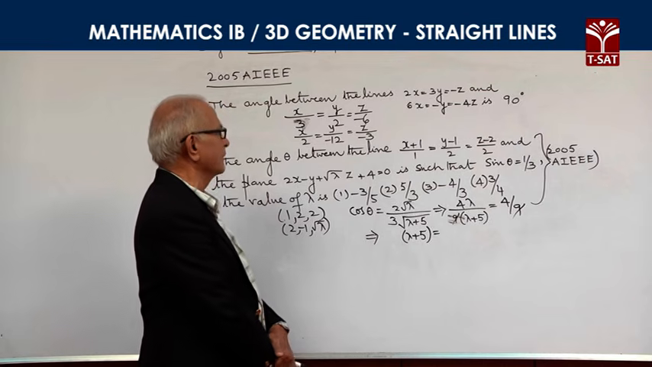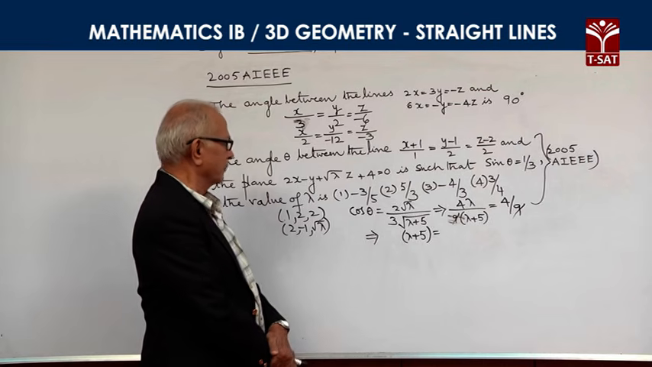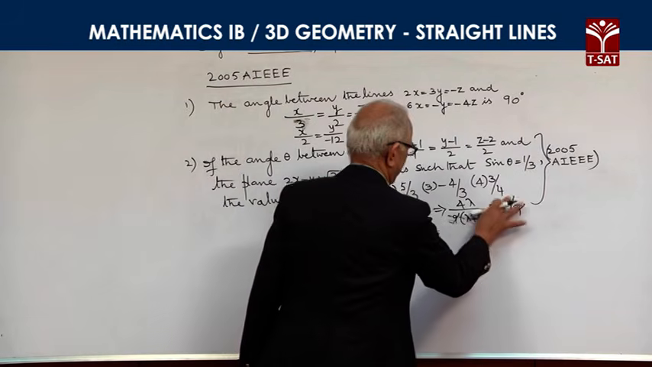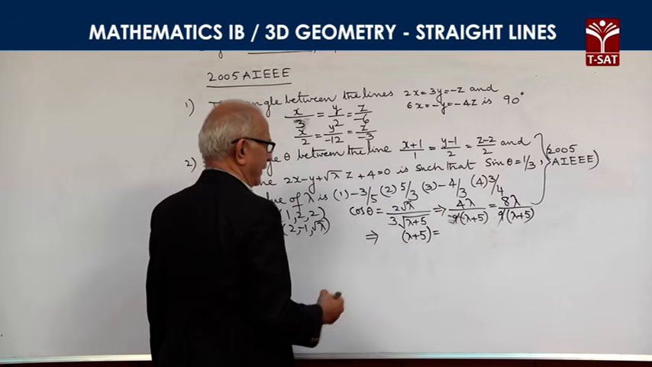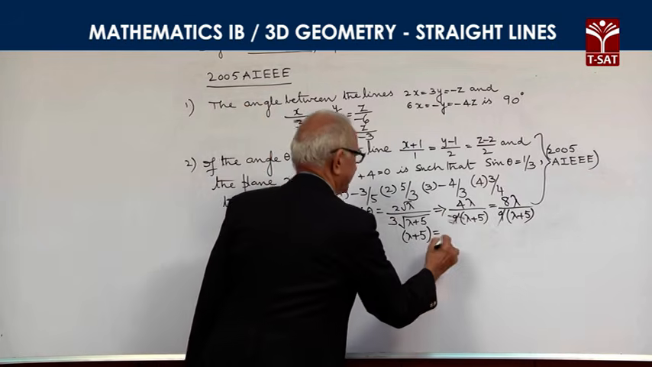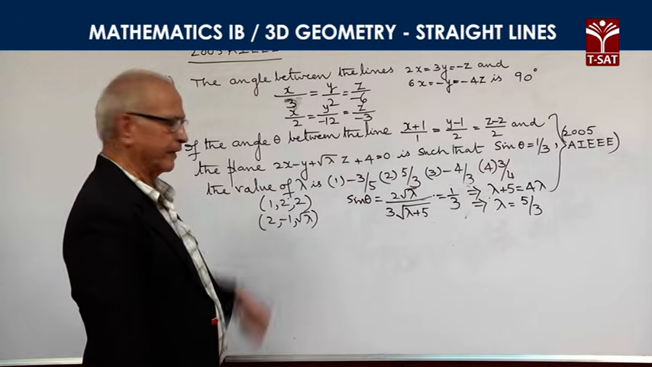Sin square theta is 1 minus 1 by 9, 8 by 9, not 4 by 9. So 9 can be cancelled, 4 also can be cancelled. So lambda plus 5 equal to... angle between the line and the plane.